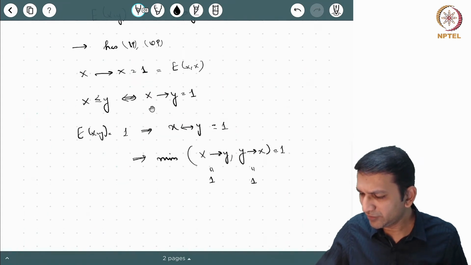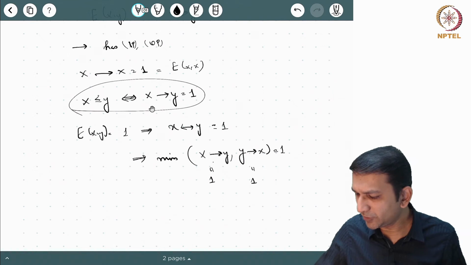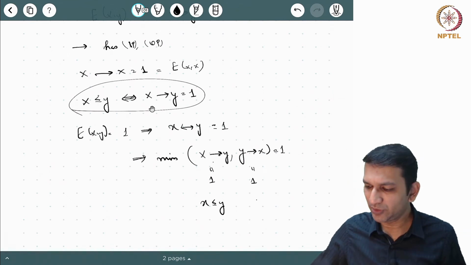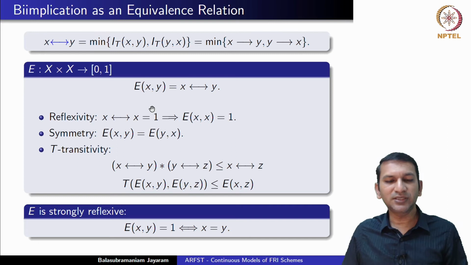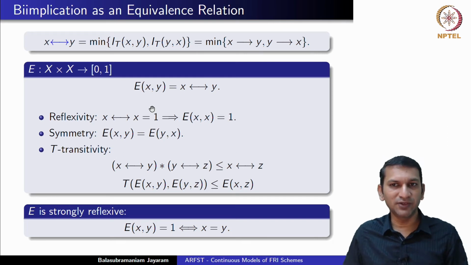But we know that from the ordering property, if this is equal to 1, then this implies x is less than or equal to y, and this would imply y is less than or equal to x. Put together, both imply that x is equal to y. So this relation E is strongly reflexive, a property that we will make use of again and again in our discussions later on.